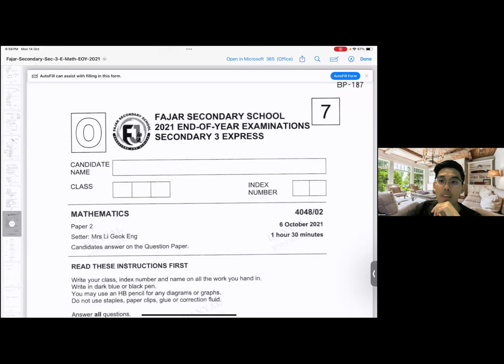Okay. Hi everyone. So today we are doing the second paper for Sec 3 EMATS O levels. So this is a 2021 paper. Continuing from what we did for the previous paper, which is paper 1, this one is paper 2.